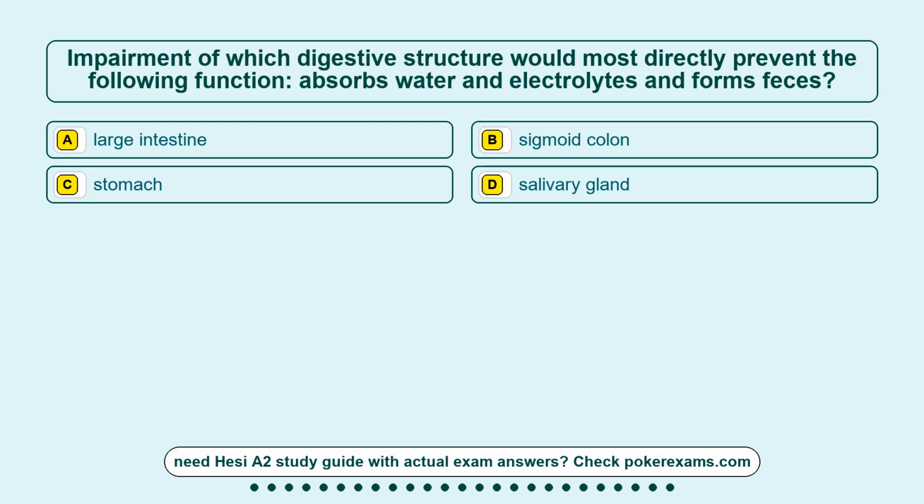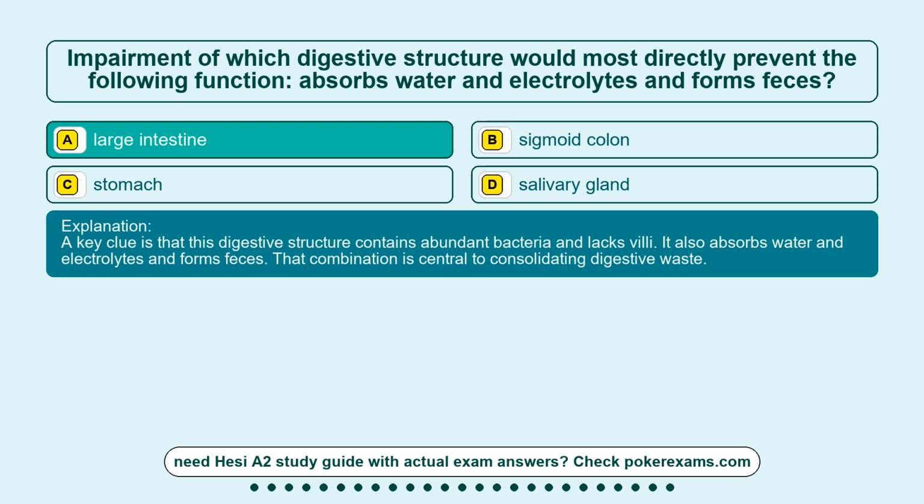Question 1. Impairment of which digestive structure would most directly prevent the following function: absorbs water and electrolytes and forms feces? Option A, large intestine. Option B, sigmoid colon. Option C, stomach. Option D, salivary gland. The correct answer is option A, large intestine. A key clue is that this digestive structure contains abundant bacteria and lacks villi. It also absorbs water and electrolytes and forms feces. That combination is central to consolidating digestive waste.